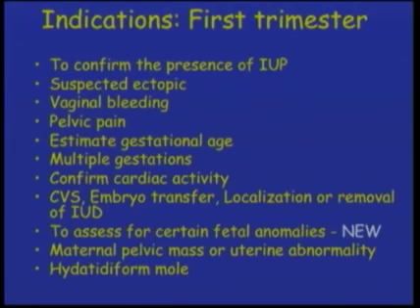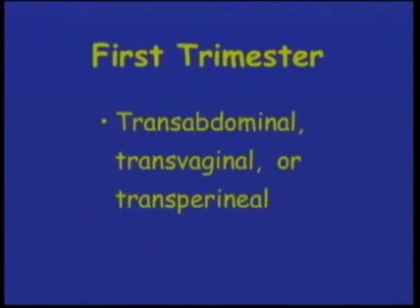Now, the indications for a first trimester scan are to confirm the presence of intrauterine pregnancy, suspected ectopic, vaginal bleeding, pelvic pain, estimated gestational age, multiple gestations, confirmed cardiac activity, chorionic villus sampling, embryo transfer, localization or removal of IUD, to assess for certain fetal anomalies. This was added new in the 2007 guidelines, that we finally now are recommending that fetuses be screened for anomalies. Also, pelvic masses in the mother or uterine abnormalities, and for possible hydatidiform mole.